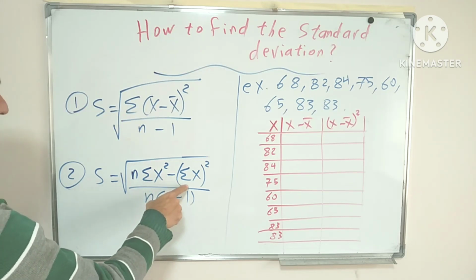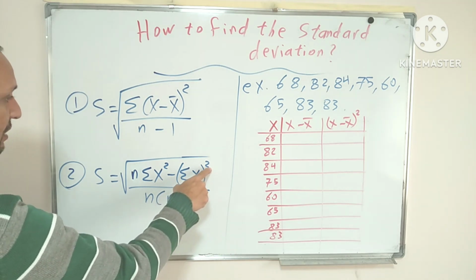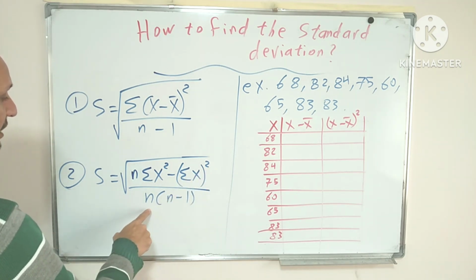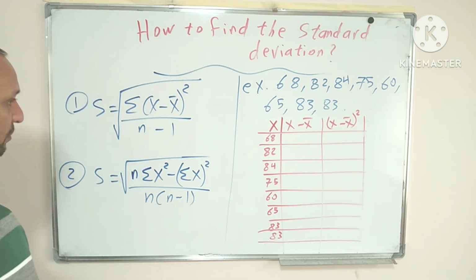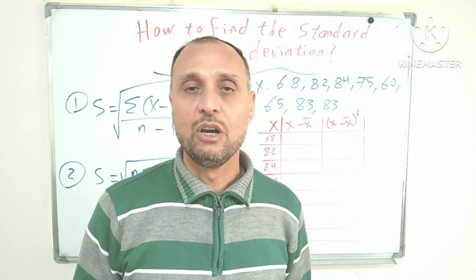and then the summation of the data, and find the square of it, dividing by n minus 1. We have to use these two formulas, and you can find the difference between these two formulas.